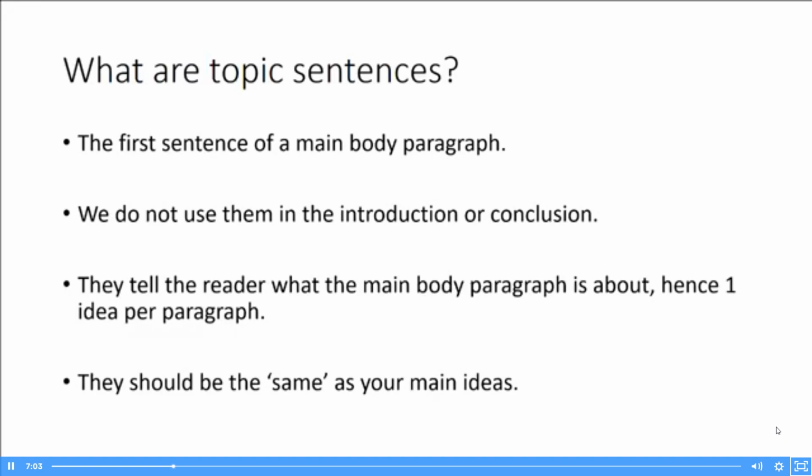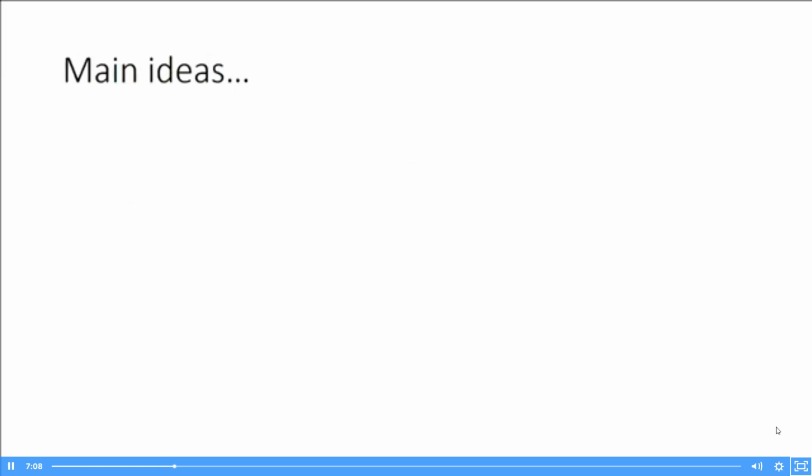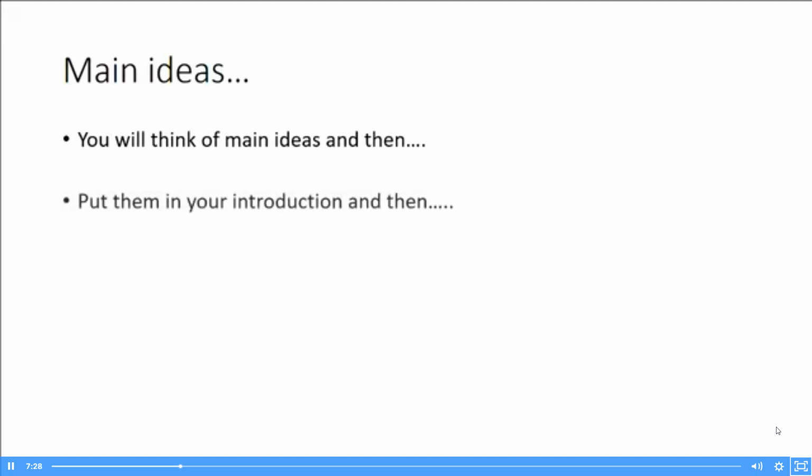So you'll look at the question and you'll think of main ideas. Say it is an agree or disagree question. You're going to say, I agree with it, or I disagree with it. So let's say that you agree with it. You're going to think of 2 main ideas why you agree with that. And then you're going to put those main ideas in your introduction, okay? So you're going to think of the ideas, and you're going to outline them in your introduction. And then you're going to take the same main ideas, and you're going to put them in your topic sentences. So you're taking them from an idea level to an outline level in your introduction to a topic sentence level in your main body paragraph.